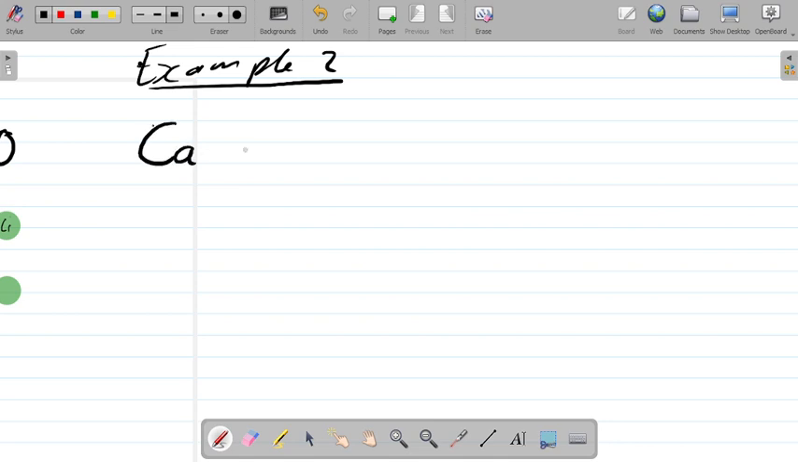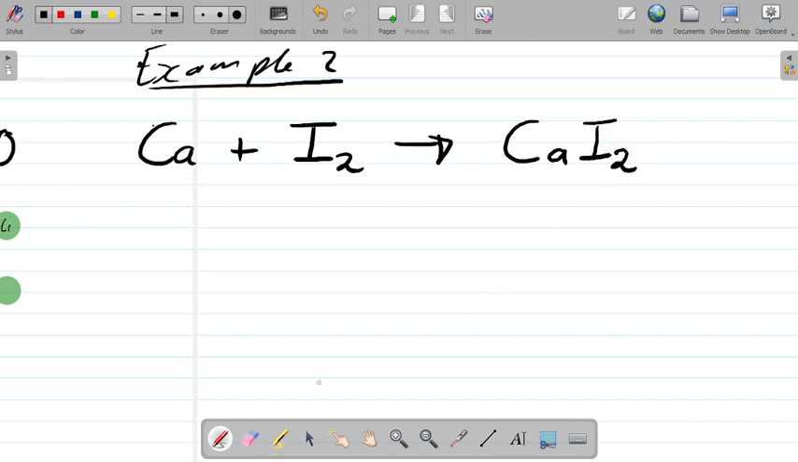Calcium reacts with iodine to give us calcium iodide. So this is calcium iodide.